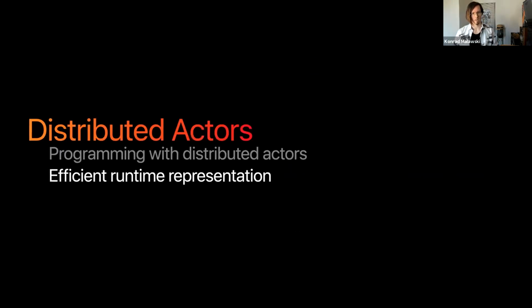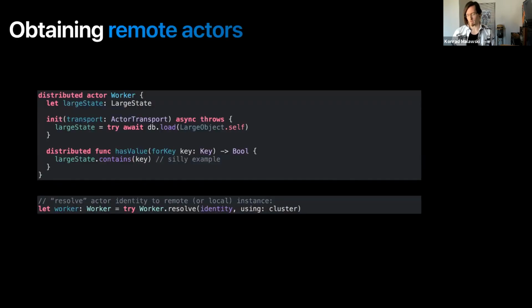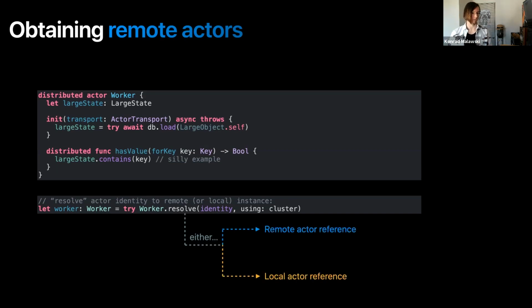Now, runtime. The interesting bit comparing a language integrated actual runtime with just a library one is how native it feels. It's just normal functions, just normal calls, and how efficient it is in the representation. So here I show how you can resolve a remote reference. You get an identity that uniquely identifies some worker actor in the cluster. You pass some cluster transport, and you either get a local reference or a remote reference. The important bit is you don't always get a remote reference back.